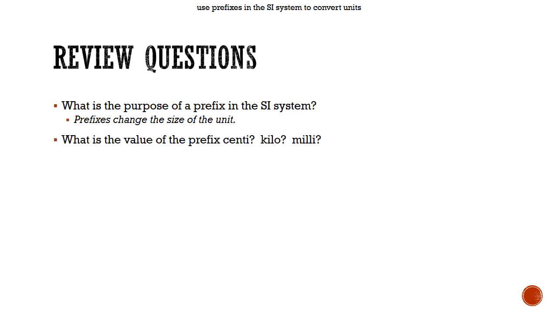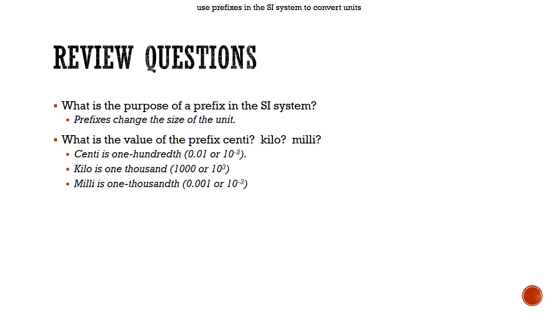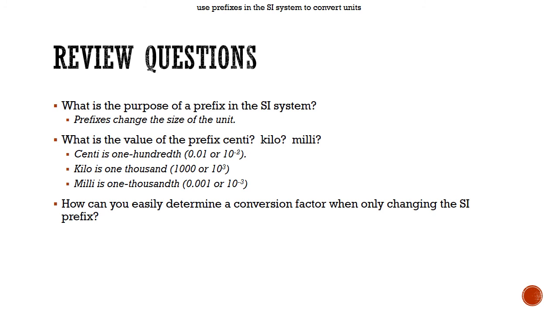Question 2. What is the value of the prefix centi, kilo, and milli? Recall, these are the ones that you do need to have memorized because we do use them quite often. A centi is 1/100th, or in decimal form, 0.01, or in exponential notation, 10 to the negative second. Kilo is 1,000, or 10 to the third in exponential notation. And milli is 1,000th, or 0.001, or 10 to the negative third in exponential notation.